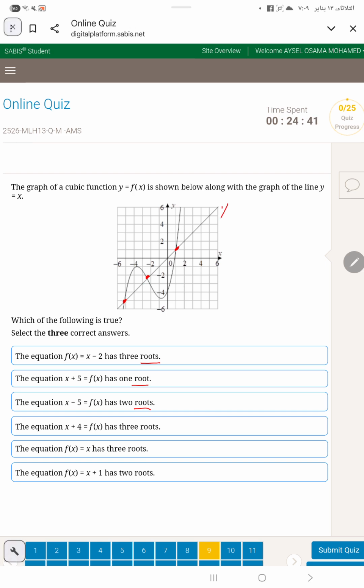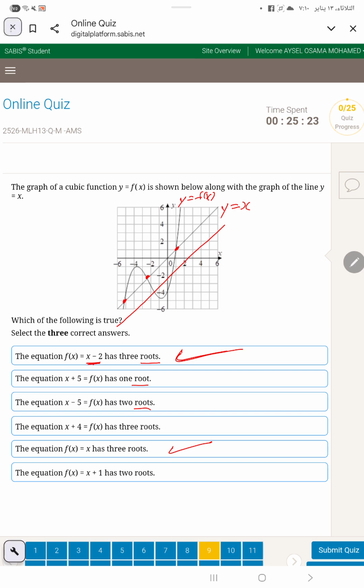So the first graph is y equal x. The second graph is y equal f(x). Where do they meet? They meet 3 times, so they have 3 roots. First option is correct. Let's see, where is this option? Yeah, here. This option is correct. And now, if you take this line 2 units down, x minus 2 means you slide it 2 units down like this. Clearly, if you take it 2 units down, it still cuts it 3 times, which means the first option is also correct.